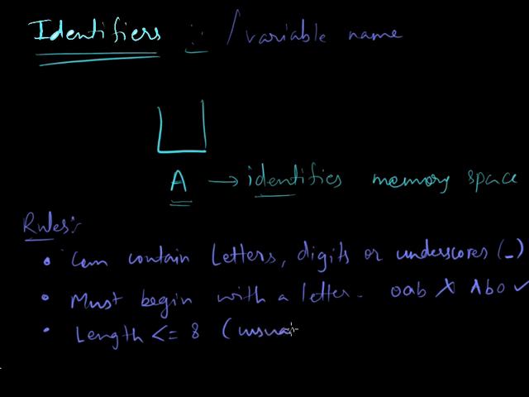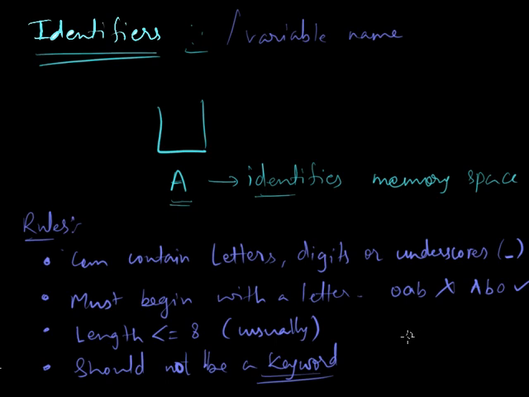This is usually because modern compilers allow you to have variable names of more than 8 characters. In the previous days we used to have a max length of 8. And the identifier should not be a keyword. This is very important because if you have a variable name which is a keyword, for example, if you have int and the variable's name is float, this will confuse the compiler. This is wrong because it will confuse the compiler. It will think, what is this float before and after an int? So it should not be a keyword.